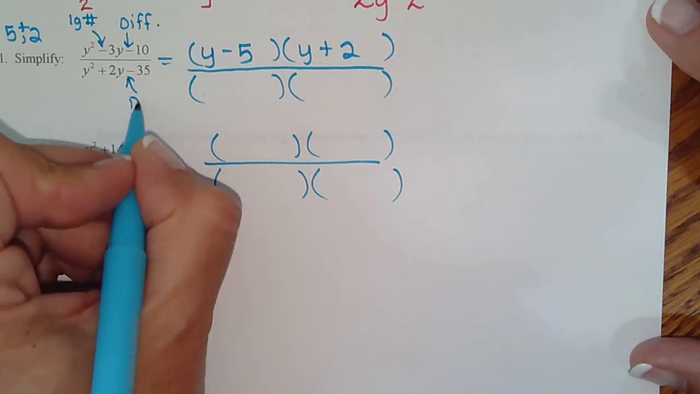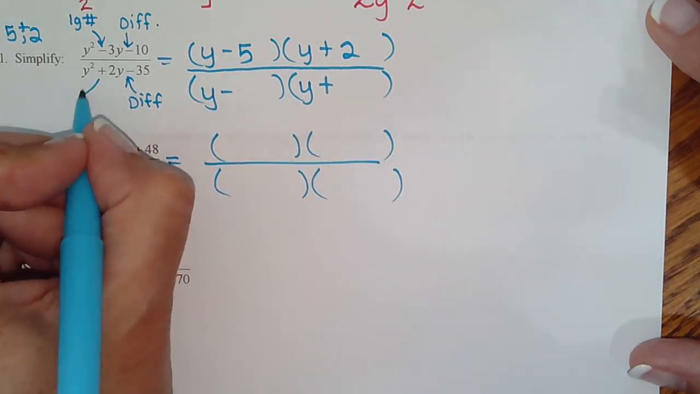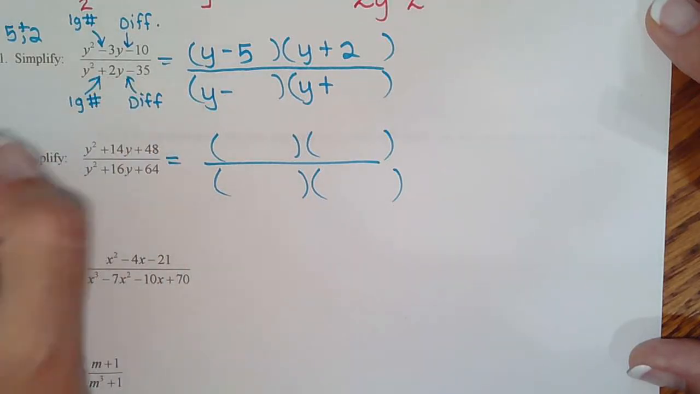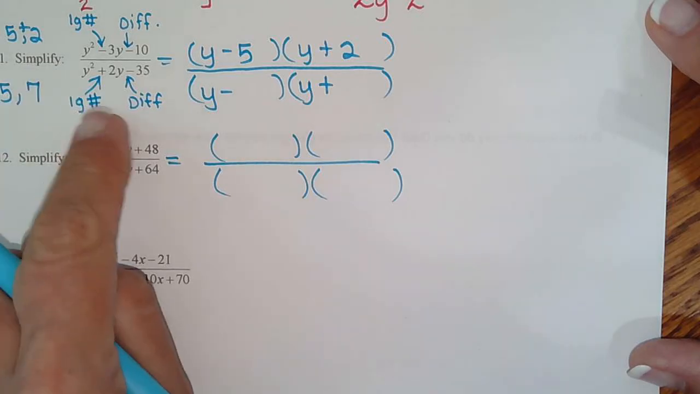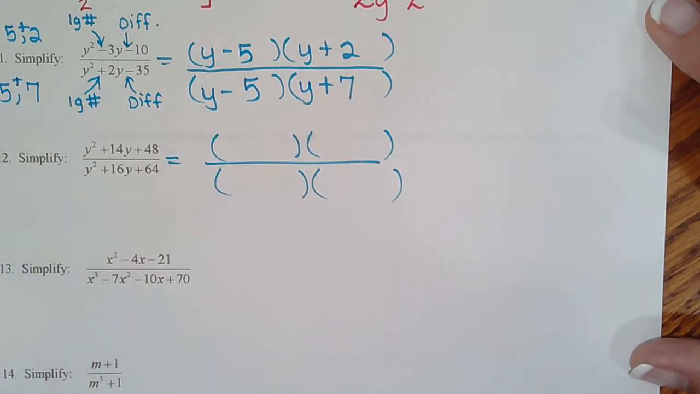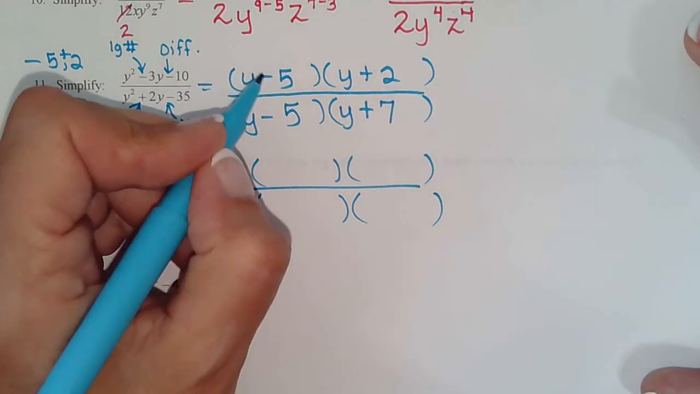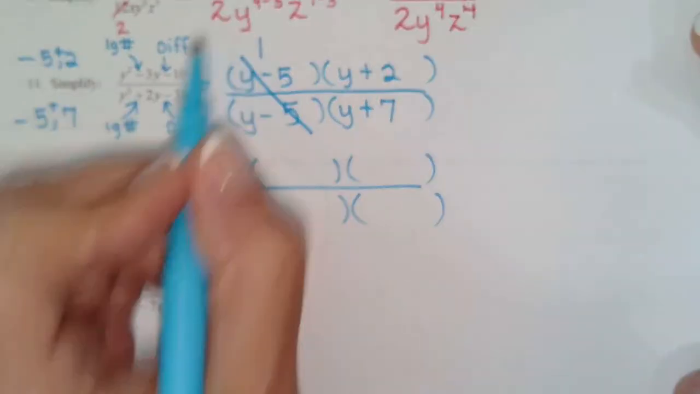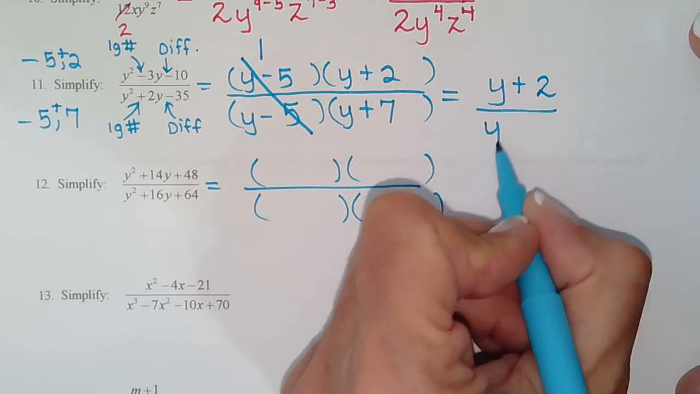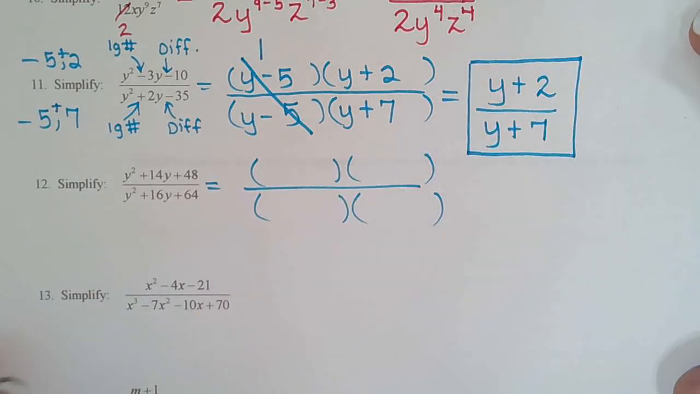This says the signs are different as well. So y minus, y plus, and this says make the larger number positive. So factors of 35 that differ by 2 would be 5 and 7. And this says make the large number positive. So 7's positive, 5's negative. And look at that, matching factors. We love matching factors. So y minus 5 divided by y minus 5 is 1. Now I can drop the parentheses since there's just one set of factors in each. And there's my answer, y plus 2 over y plus 7.